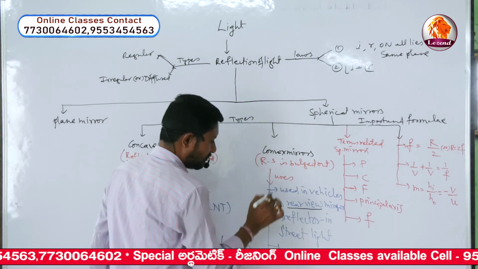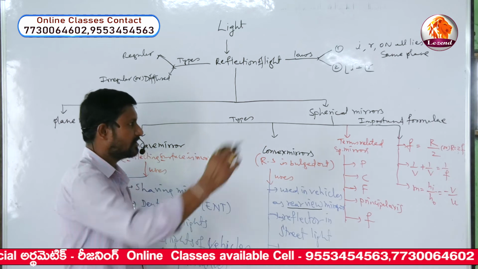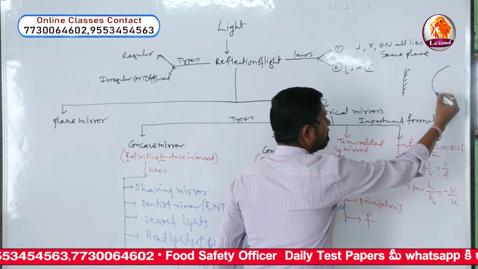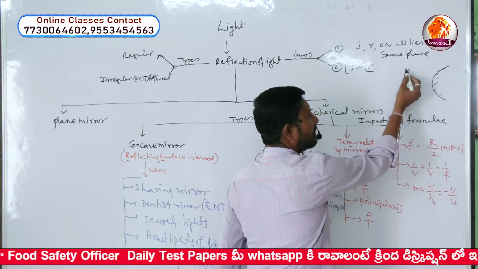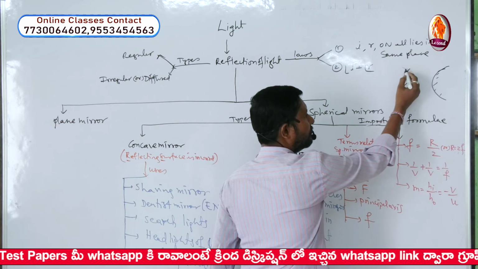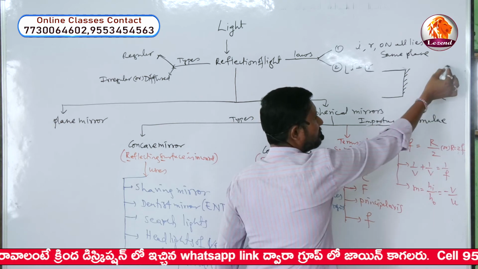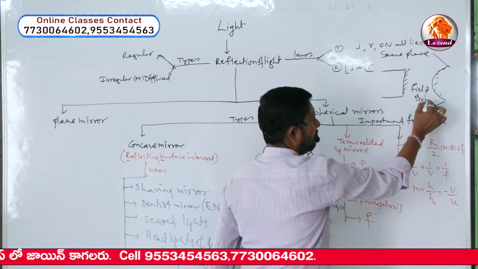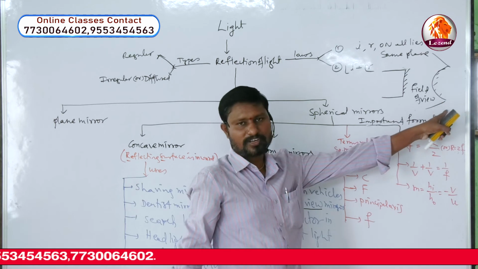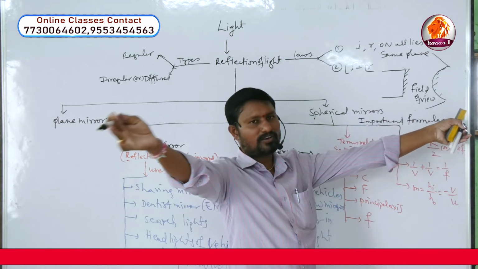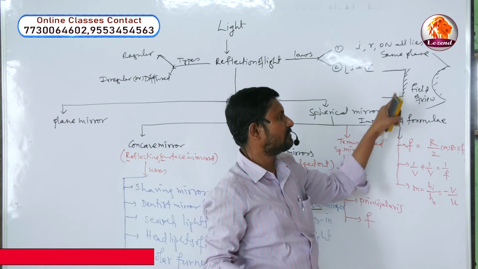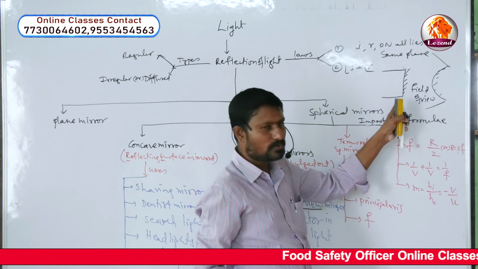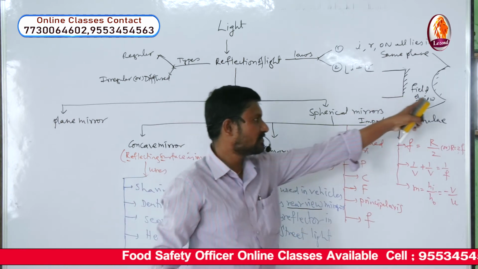It is used as a rear view mirror. Why don't you use a plane mirror here? If you take a plane mirror, it is like this, and a convex mirror is like this. So here it's the field of view. Means in front of the convex mirror, we can see a greater part. But in the case of a plane mirror, the field of view is less. That is why a plane mirror cannot be used as a rear view mirror, only a convex mirror is used.